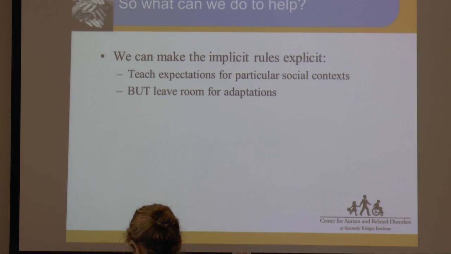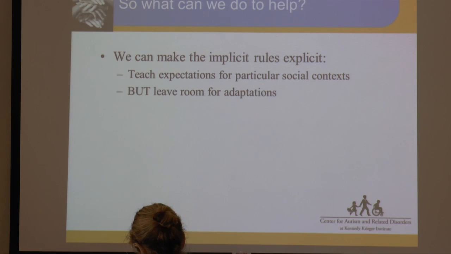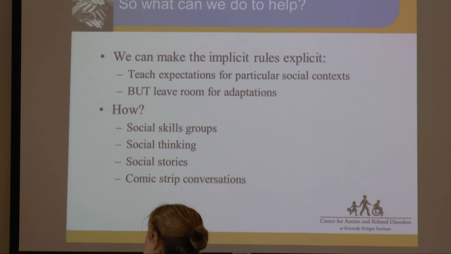So one of the ways that we can make this easier is to address that first bullet I had, the fact that no one teaches you the rules. We can help make some of those rules more explicit for kids. There are some ways that we can teach what expectations are for particular social contexts. We want to make sure when we're doing that, that we're always preparing them for the fact that they may have to adjust and adapt. So we always want to leave that room for adaptations. And some of the approaches we'll take are recommending social skills groups, social thinking concepts, teaching those, using social stories, and comic strip conversations.